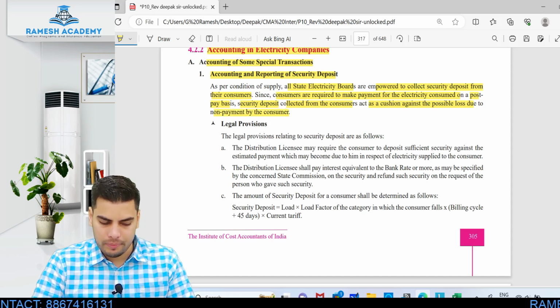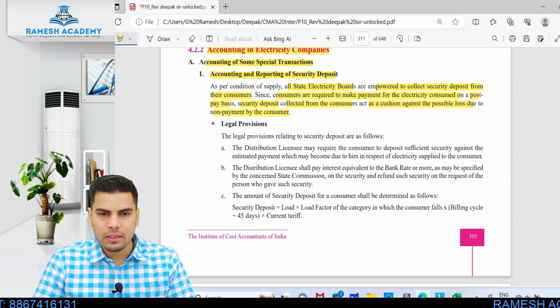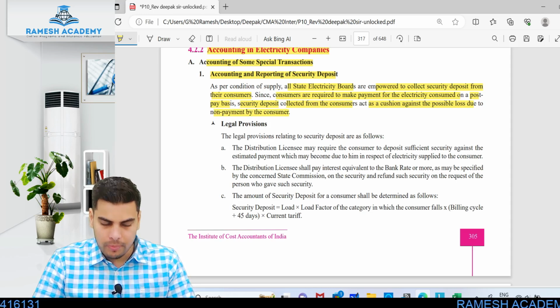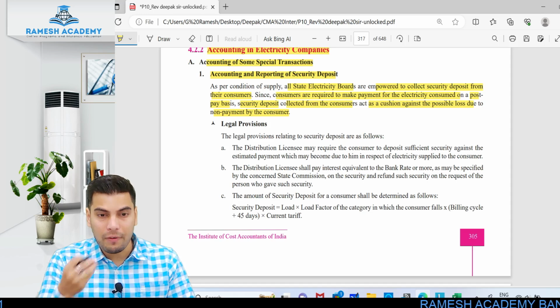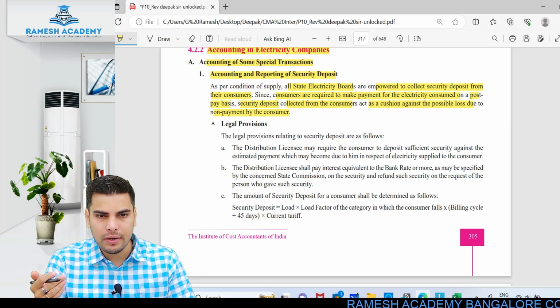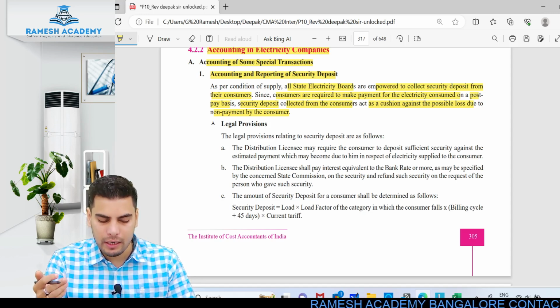When it comes to this particular security deposit, when do you think these people will be paying? These people will be paying after using, right? I use the electricity for a particular month. In the next month, the bill is generated and only then I make the payment. Correct?